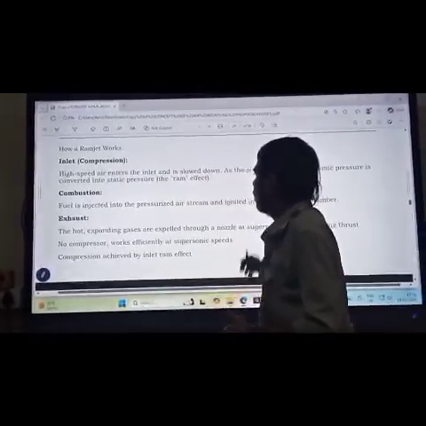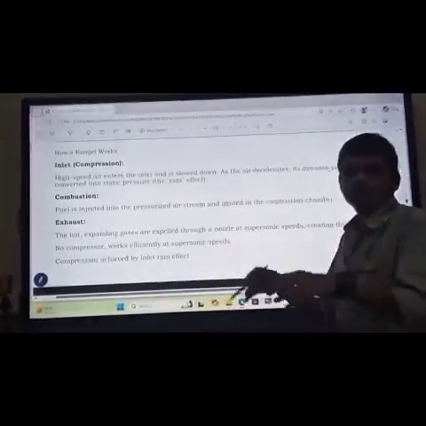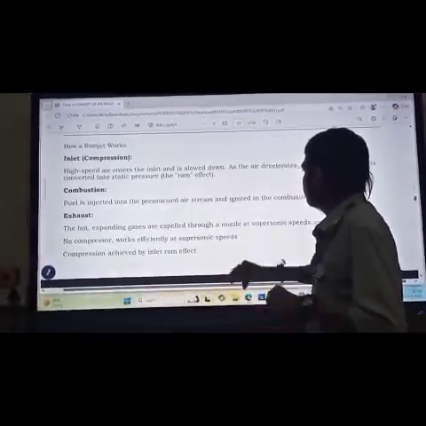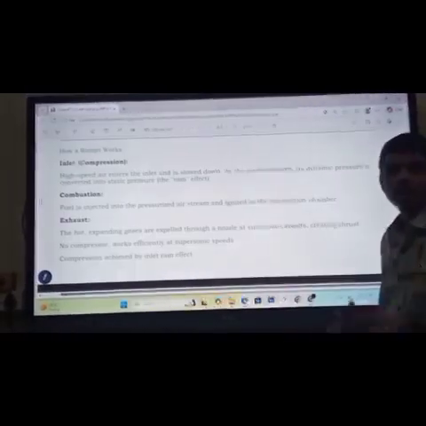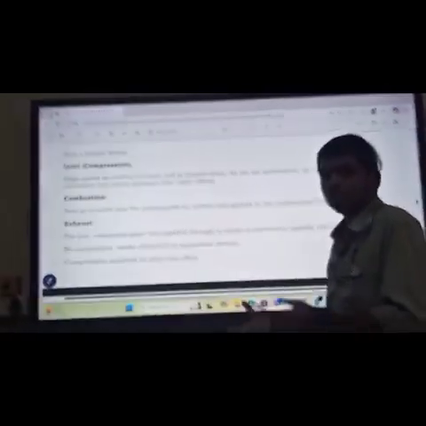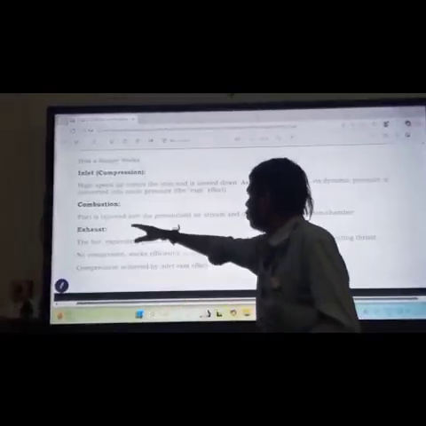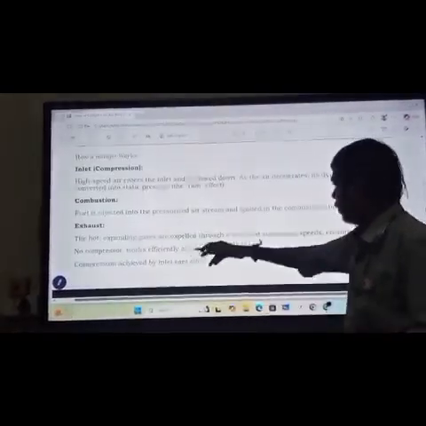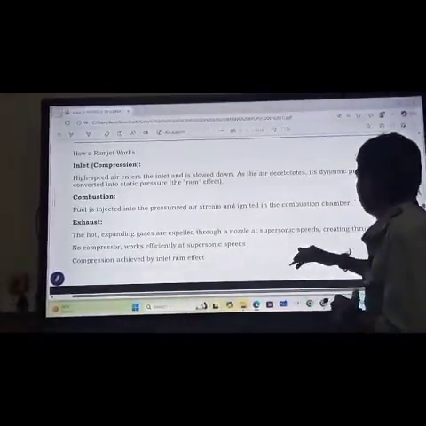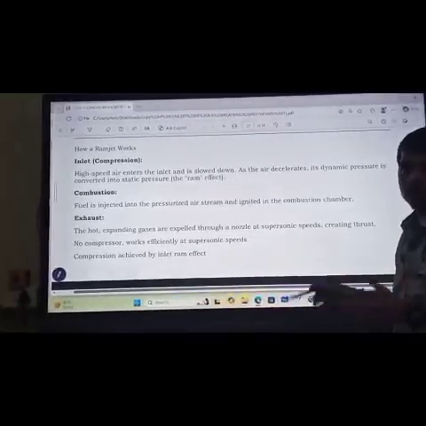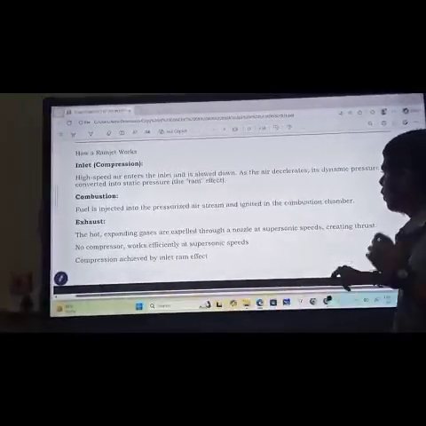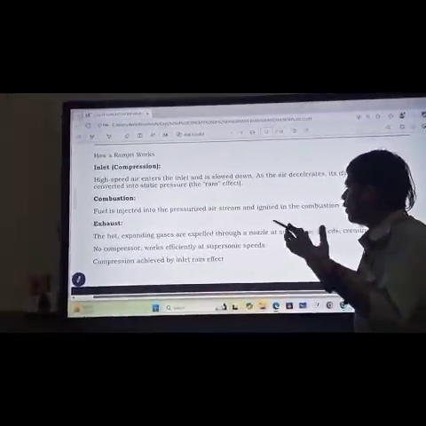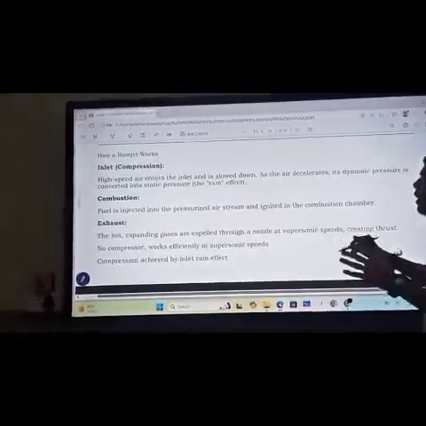Then next is combustion. Fuel is injected in the compressed air. The pressure rises and the mixture ignites in the combustion chamber, creating more power and pressure, and passes to the exhaust section. The hot expanding gases are expelled through the exhaust nozzle at supersonic speed, creating thrust. No compressor is needed, since the engine works efficiently at supersonic speeds, compressing the air with its own energy. That is called the ramming effect.